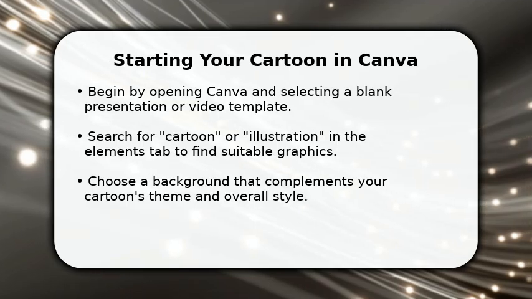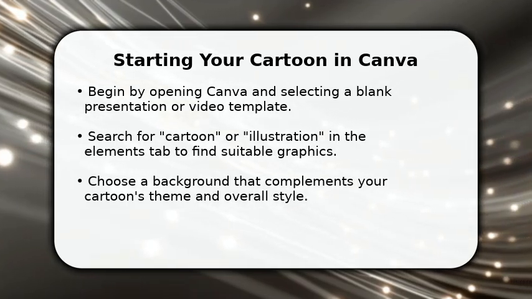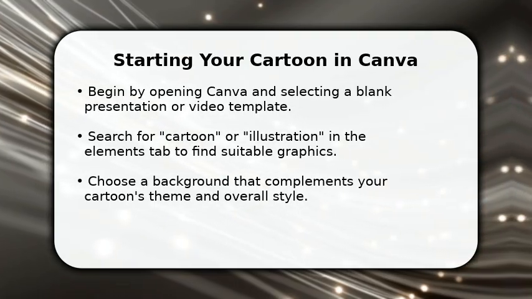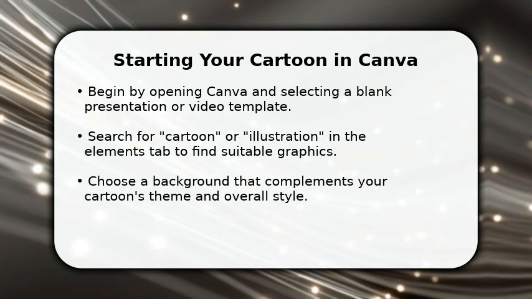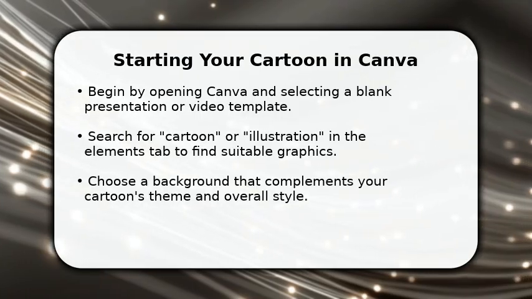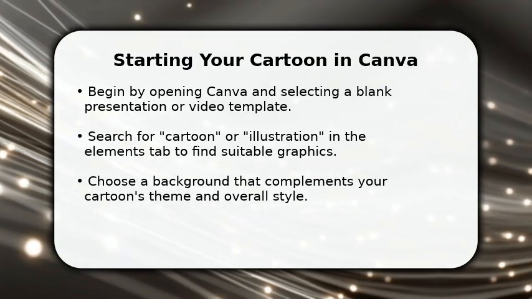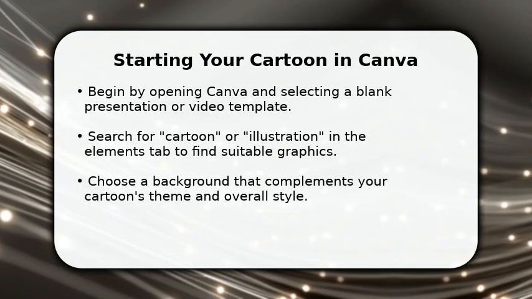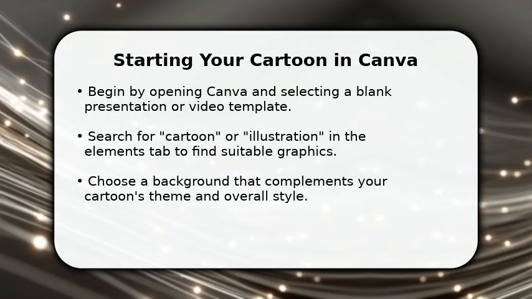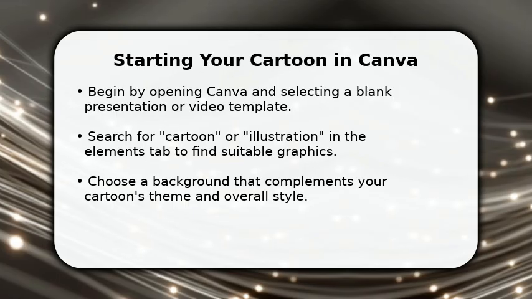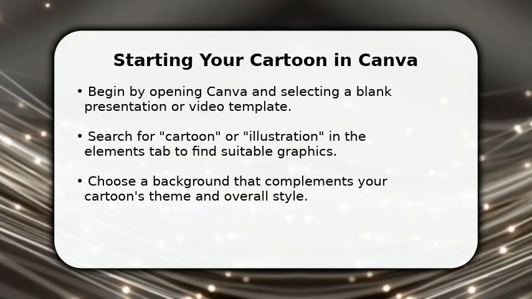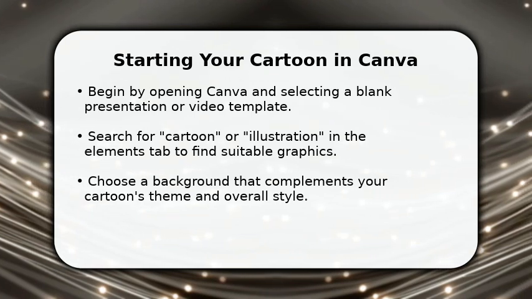Enjoy the video. In this video, I will show how to make a Canva cartoon. First, open Canva and choose a blank presentation or video template to begin your creative journey. Next, navigate to the Elements tab and search for Cartoon or Illustration to discover a wide array of graphics. Select a background that perfectly sets the scene and enhances your cartoon's unique theme. This initial setup is crucial for a smooth and engaging design process.